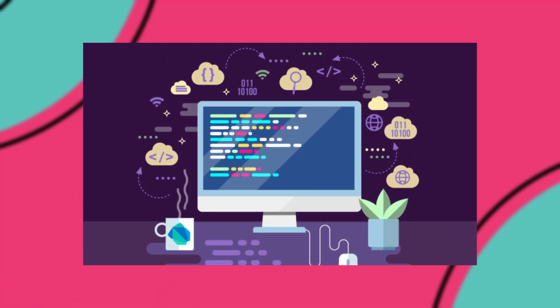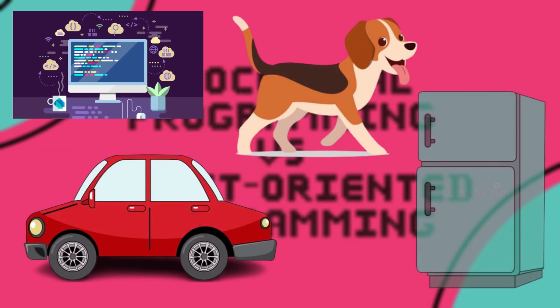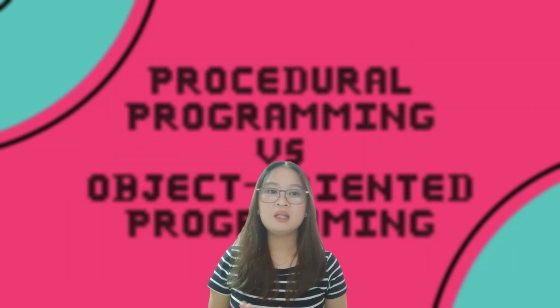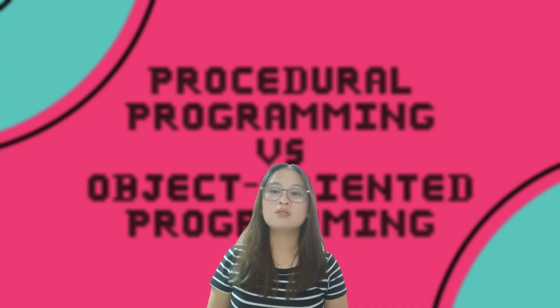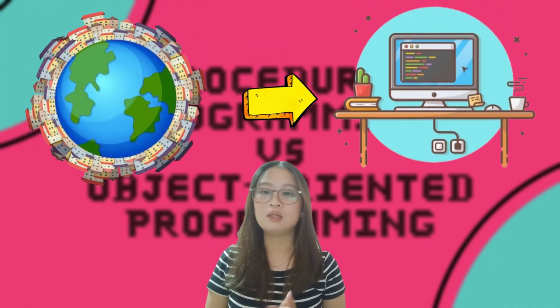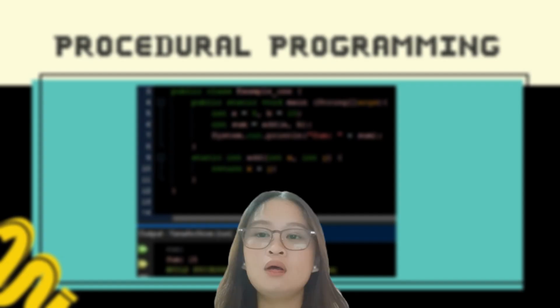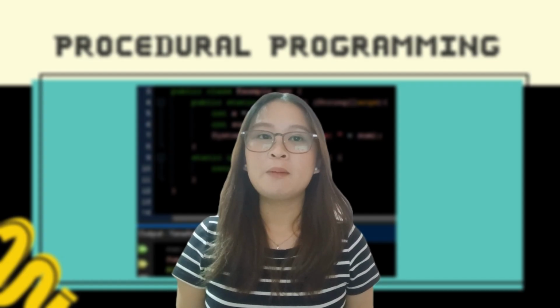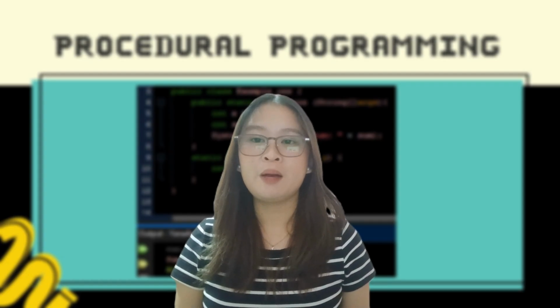Meanwhile, object-oriented programming is a programming paradigm based on, as the name itself says, objects. The main aim of object-oriented programming is to implement real-world entities into programming. Before OOP, programmers mostly used procedural programming.